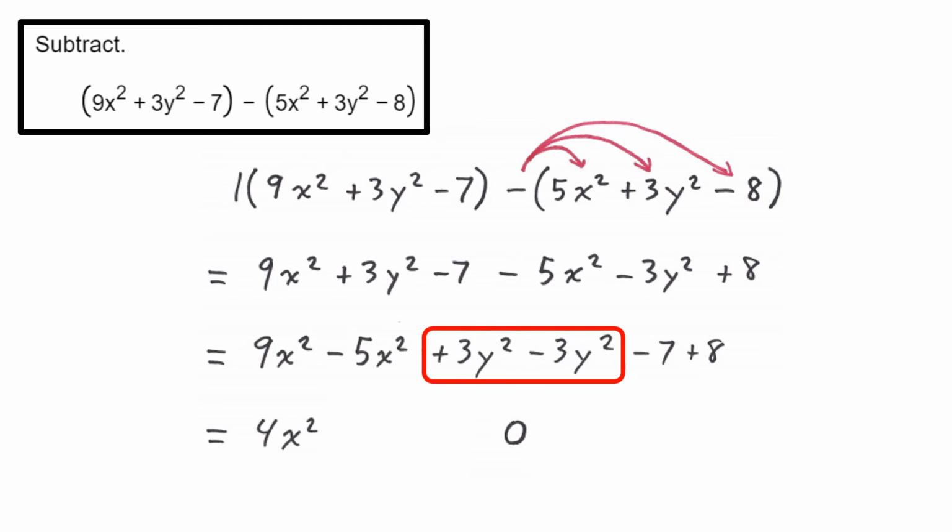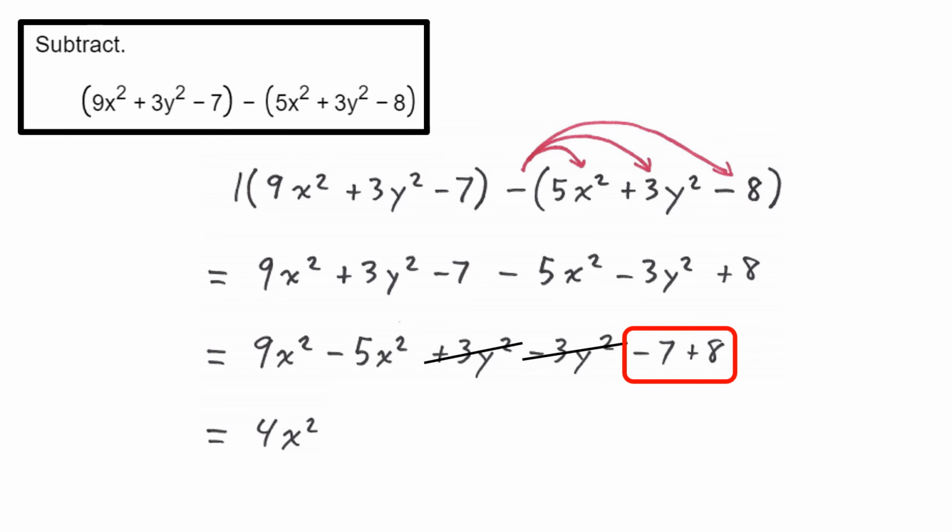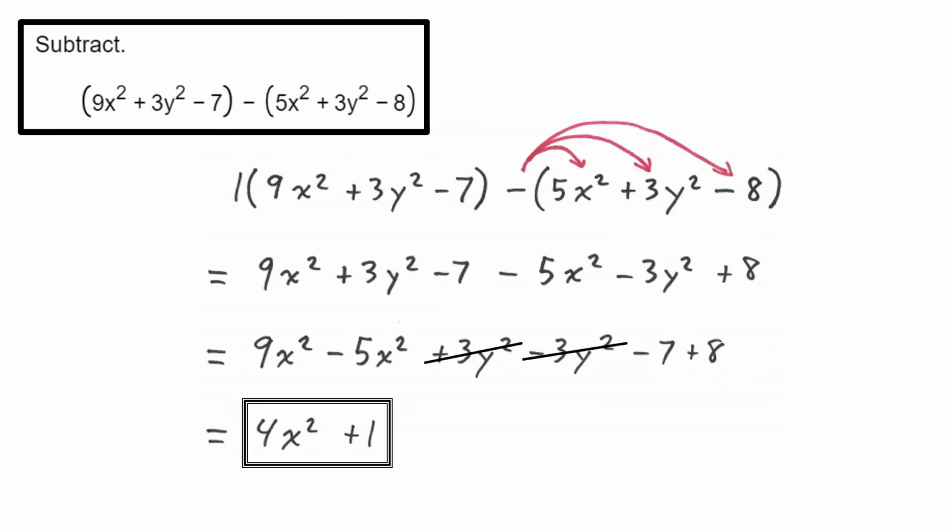And adding 0 doesn't change our final answer, so typically we just cancel them out and move on. Which brings us to the negative 7 plus 8. Those combine to a positive 1, so we write that down next. There's nothing else that will simplify, so 4x squared plus 1 is our final answer.